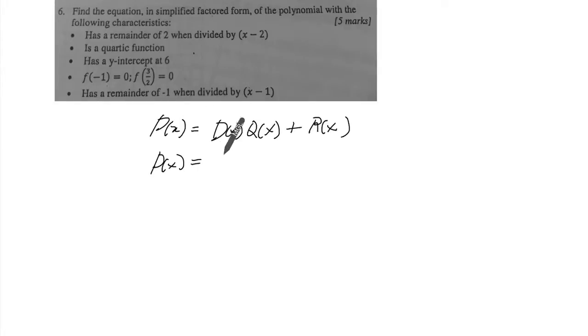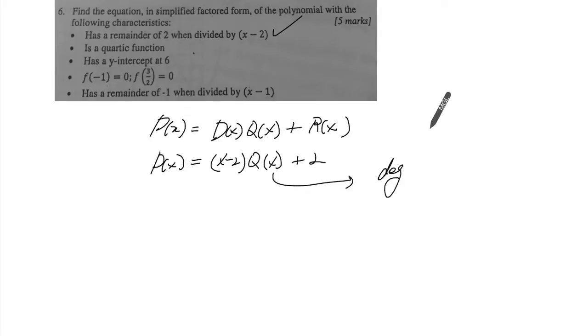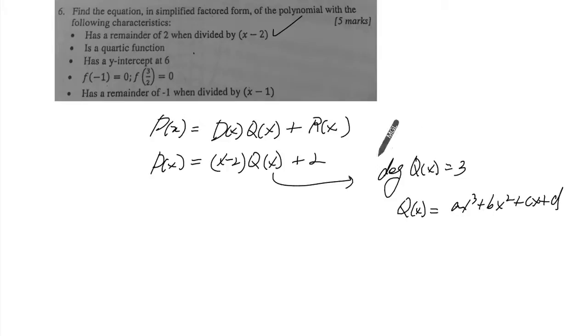The divisor is x minus 2. When it's that, they tell us that the remainder is 2. It's a quartic function, so that means this right here, quartic, is degree 4. The quotient has to be degree 3, so they multiply with this to get degree 4. So q(x) will be ax cubed plus bx squared plus cx plus d. This is a general form for a cubic polynomial.